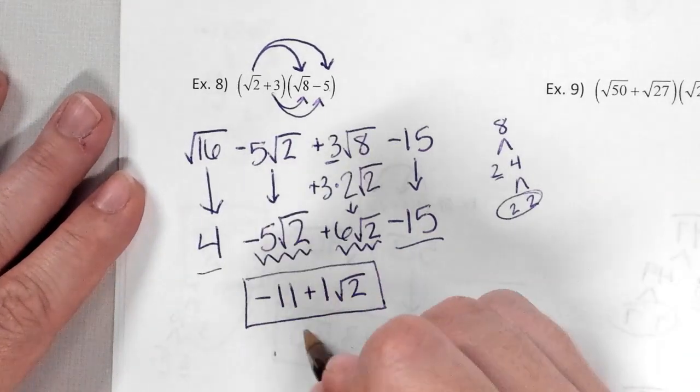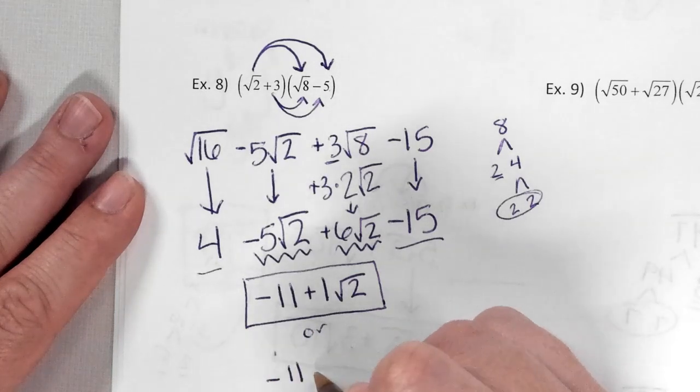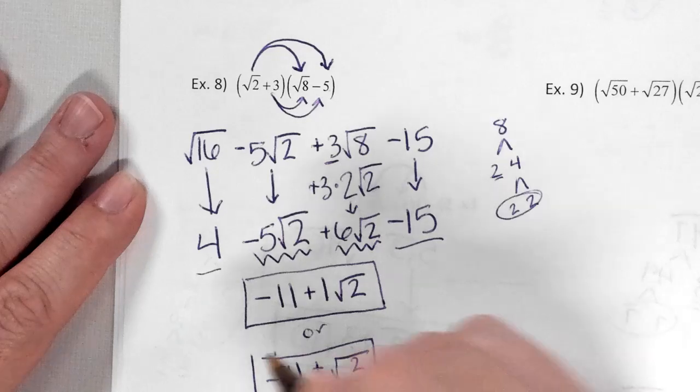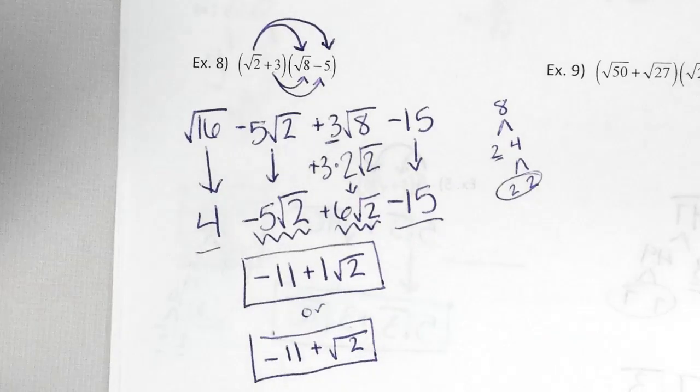Now, I do want you to realize that this answer could also be written like this, without the 1 in front of my square root of 2. So both of those would be acceptable. Any questions with that?